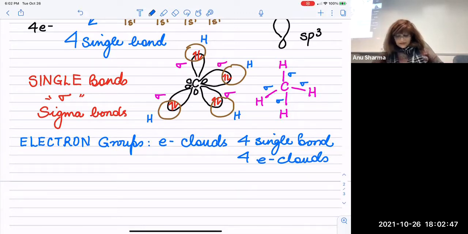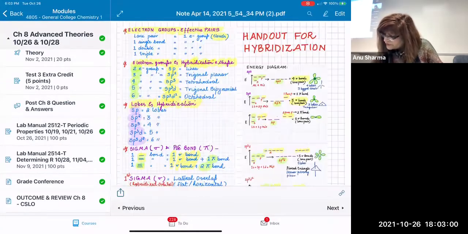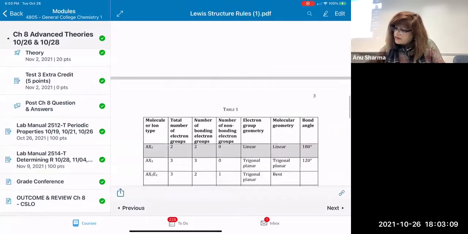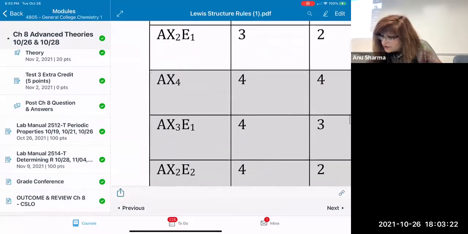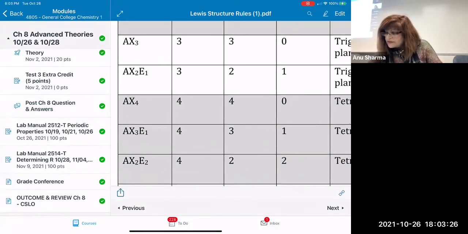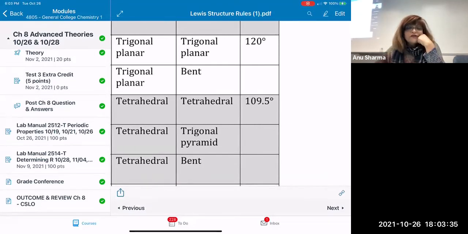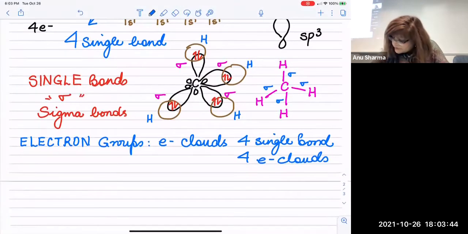Based on that, you can look at, one second, previous. Okay, here, I had this here. So we see that there are no lone pairs on the central atom. There are four bonded atoms, and this is the AX4 type. AX4 has four bonded atoms and no lone pairs. The electron geometry is tetrahedral, and the molecular geometry is also tetrahedral, with a bond angle of 109.5 degrees. So going back here, the electron group geometry is tetrahedral.